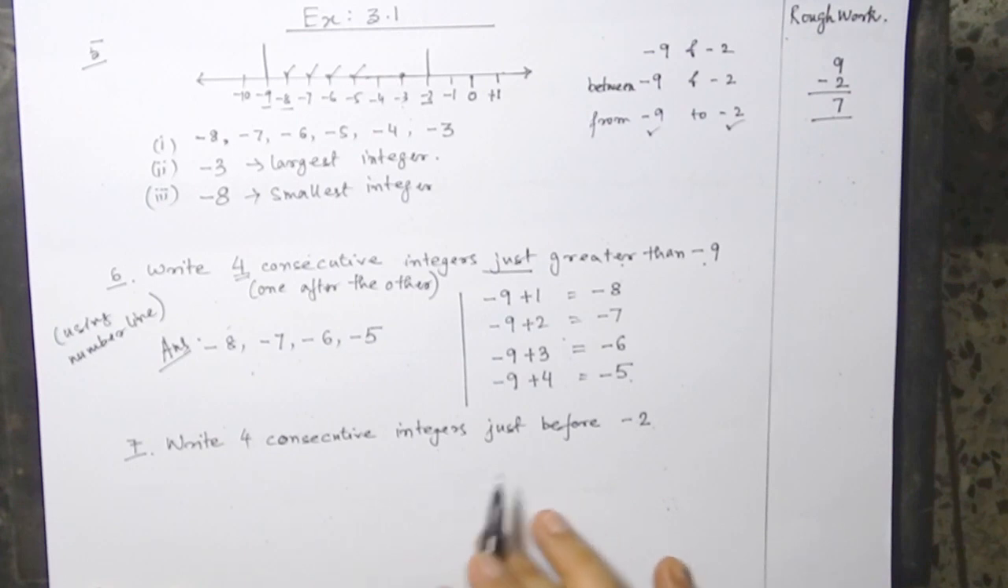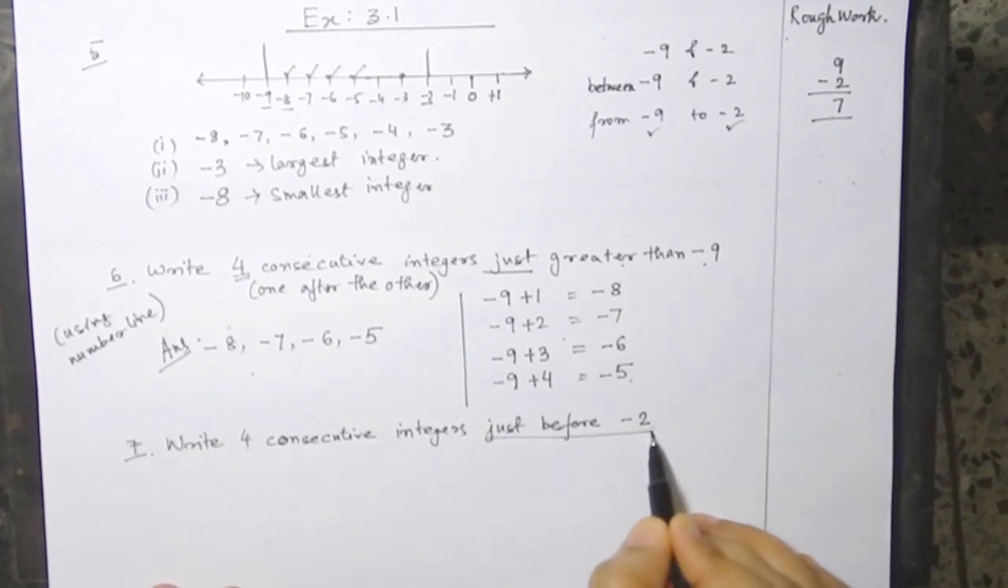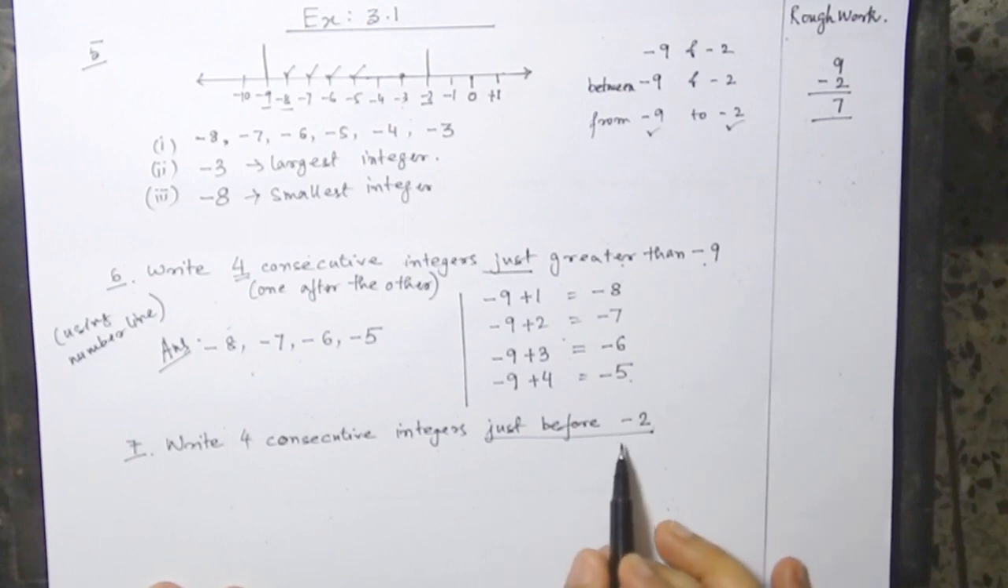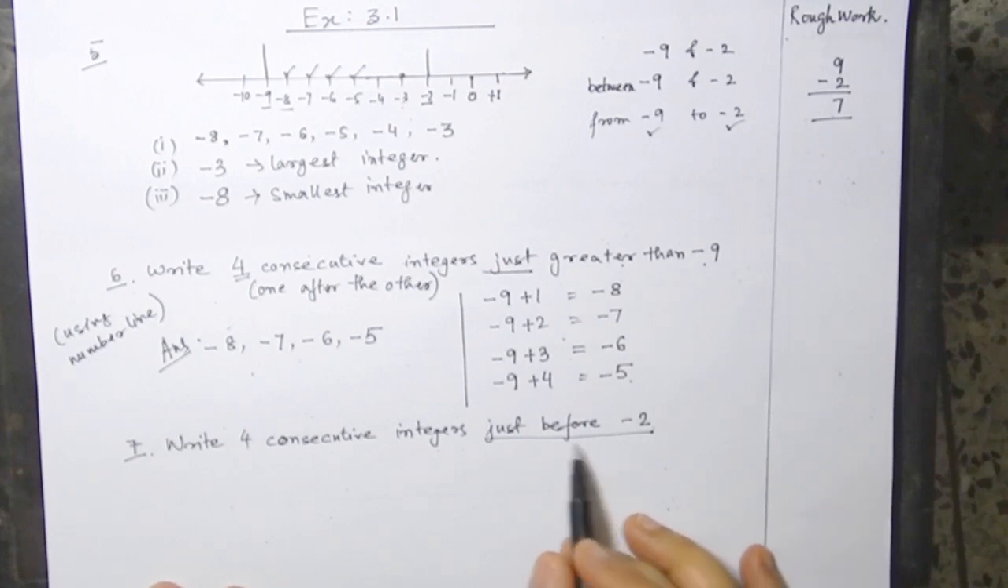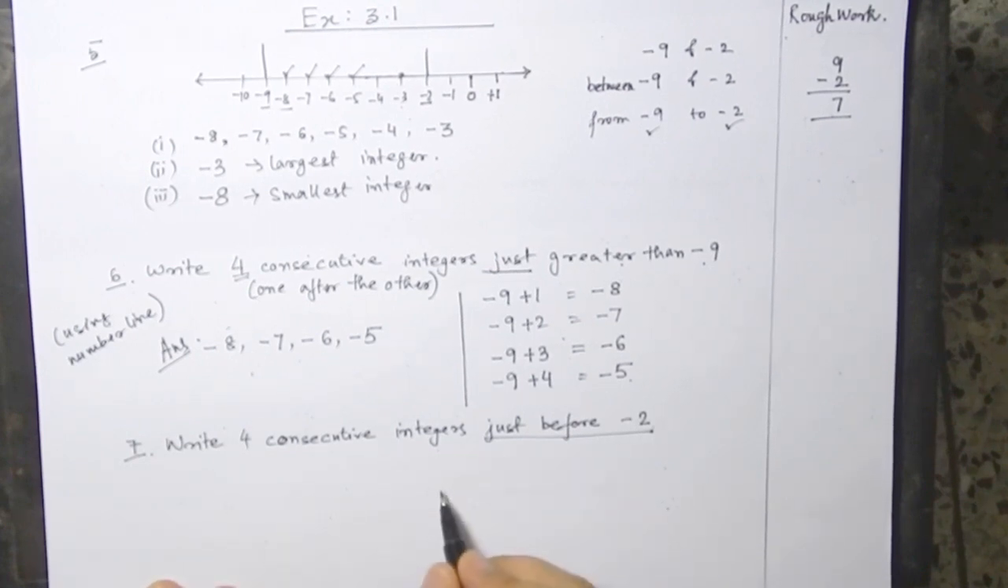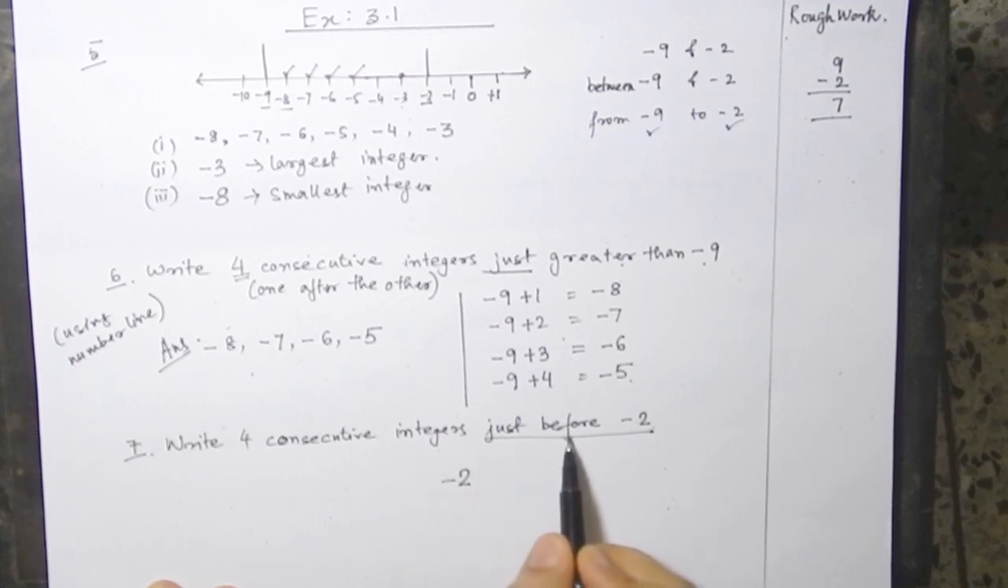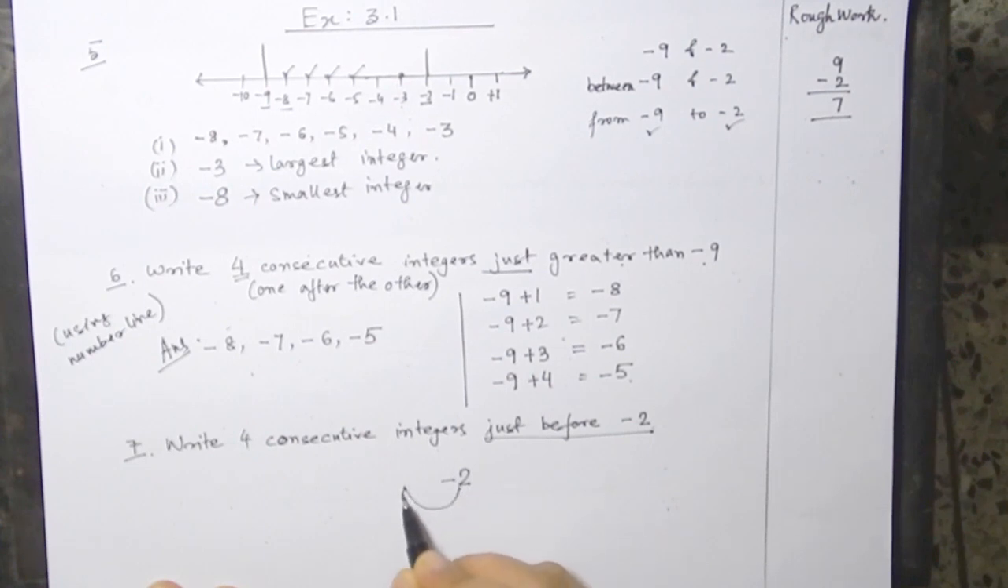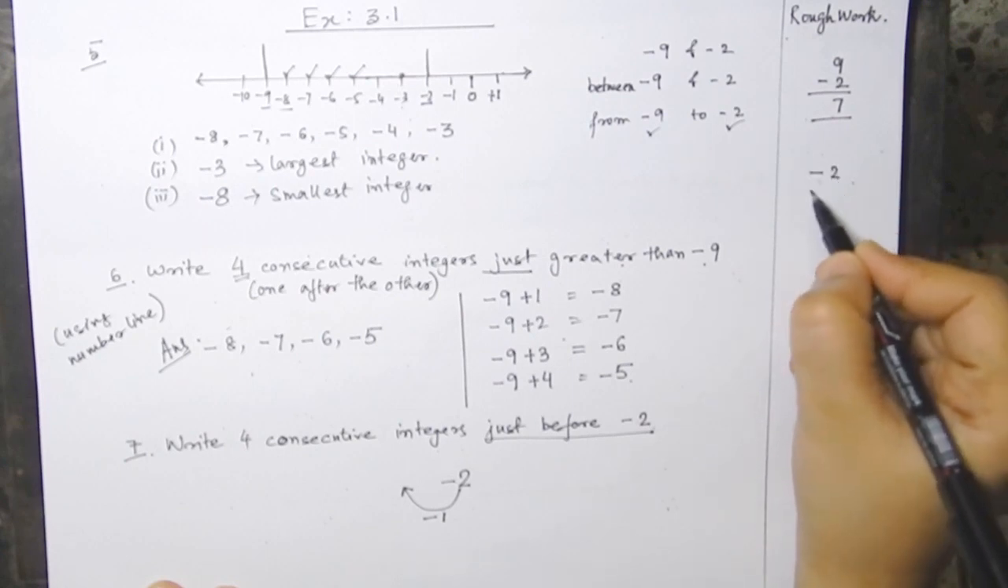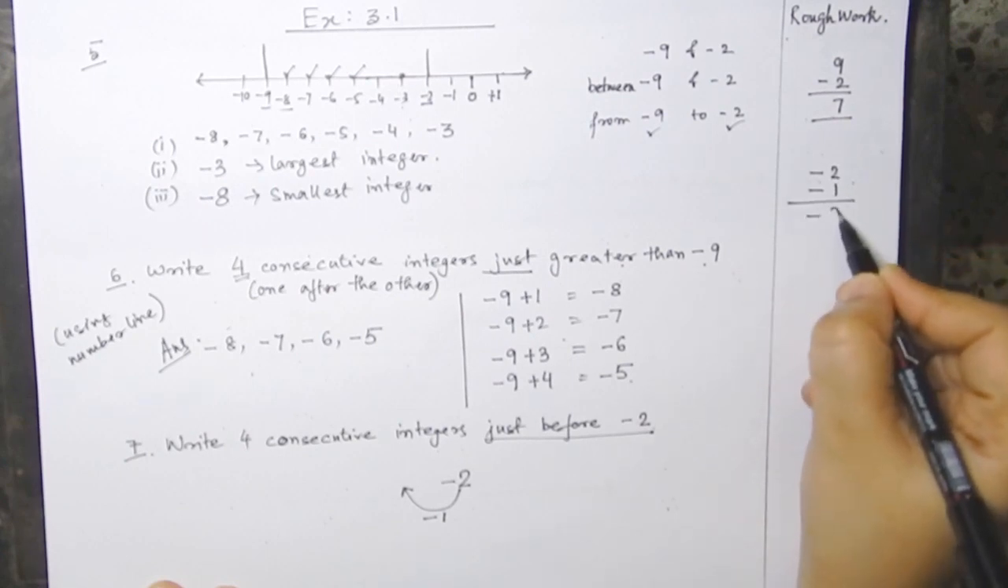Now let's do this one. Here we have to find integers just before -2. That means numbers which are less than -2, and 4 of them. So if we have to find numbers before -2 that are less than it, then you have to subtract 1. So -2 minus 1 will be -3.